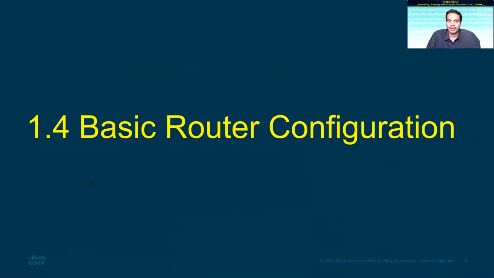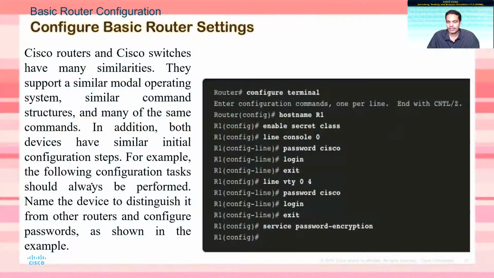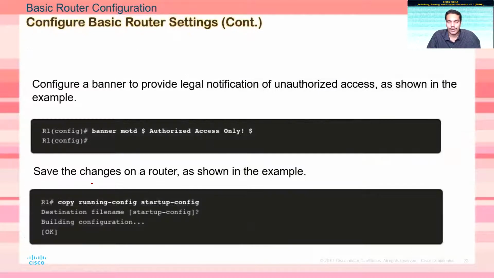Let's talk about router configuration now. So basically in Cisco, switch and router configurations are pretty much similar. If you see here, the same set of commands are used for router configuration also, including the host name, safeguarding the privileged mode, then securing the console and VTY lines, and encrypting all passwords, followed by creating a banner message, and then saving the changes.